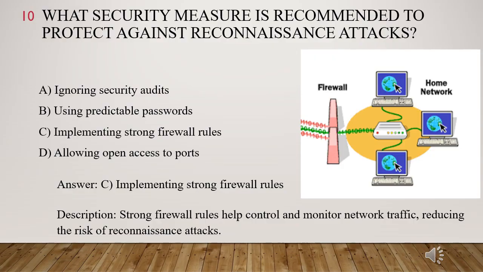The most recommended security measure to protect against reconnaissance attacks is C. Implementing strong firewall rules. Here's why the other options are not recommended. Ignoring security audits. Security audits are essential for identifying vulnerabilities that attackers can exploit in reconnaissance attacks. Ignoring them leaves your systems exposed. Using predictable passwords. Predictable passwords are easily guessed or cracked, making them vulnerable to attacks used in reconnaissance scenarios like phishing or credential stuffing. Allowing open access to ports. Open ports are like open doors into your network, making it easy for attackers to scan for vulnerabilities and launch attacks.